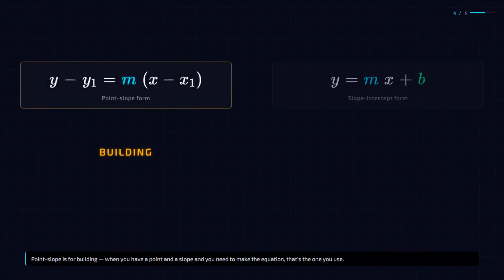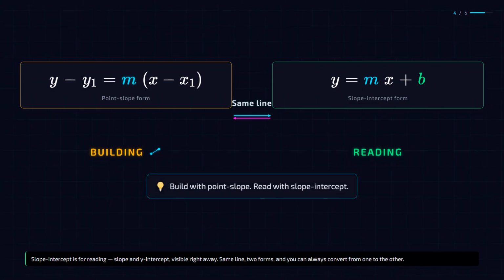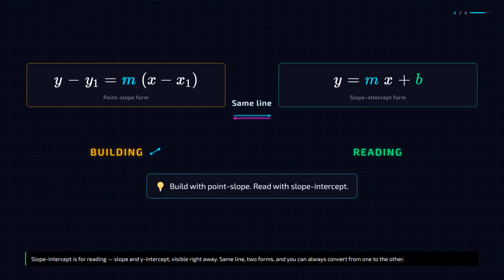Point-slope is for building. When you have a point and a slope, and you need to make the equation, that's the one you use. Slope-intercept is for reading. Slope and y-intercept, visible right away. Same line, two forms, and you can always convert from one to the other.